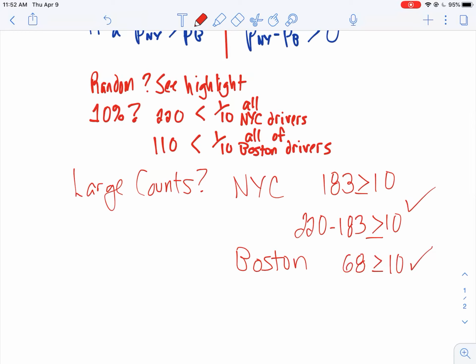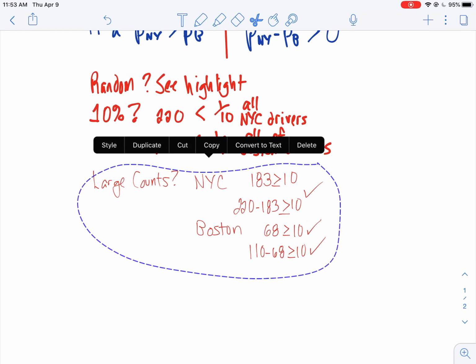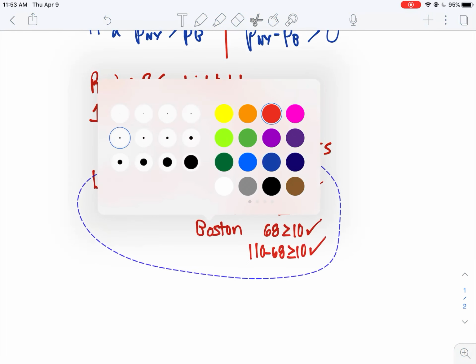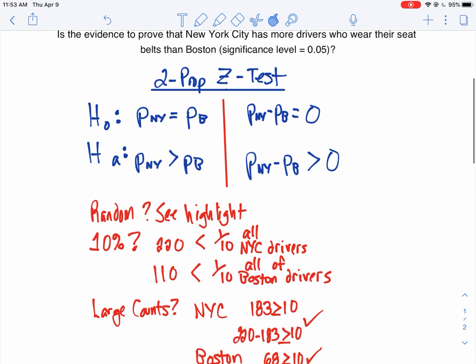68, greater than or equal to 10? Certainly is. But I am not done. Some people have been saying, okay, this is it. No, it's not. You have to also take a look at the drivers who weren't wearing their seatbelts. 110 minus 68. Is that greater than or equal to 10? I can safely say it is. I don't even need a calculator for that. And I am done with my conditions. Again, notice that I did it for both populations. You have to do that.